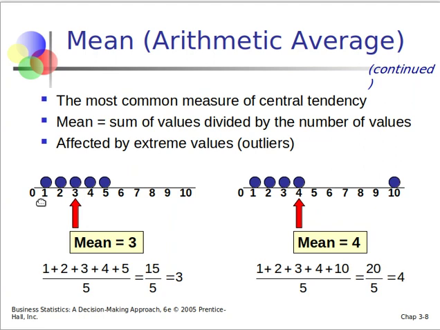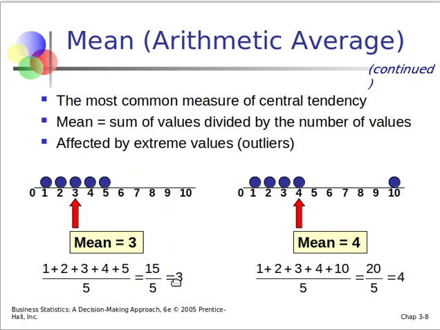Like here, for instance, there are 5, n is 5 here: 1, 2, 3, 4, 5. If you were to add all these numbers, 1 plus 2 plus 3 plus 4 plus 5, you will get 15, right? And you divide it by n, which is 5. 15 divided by 5 equals 3.